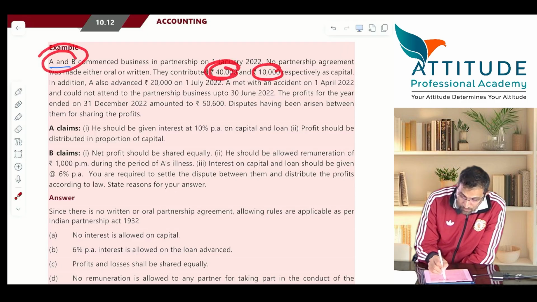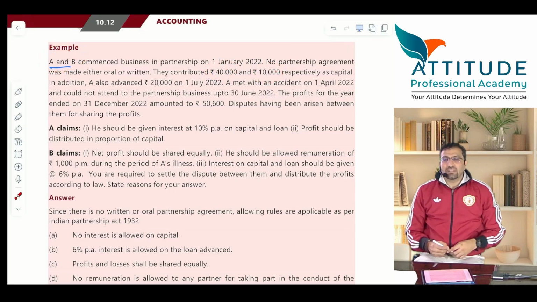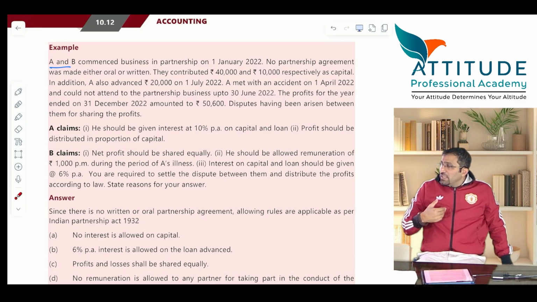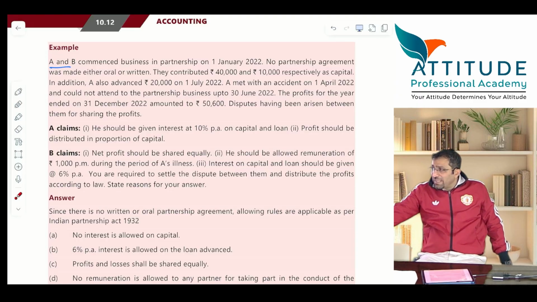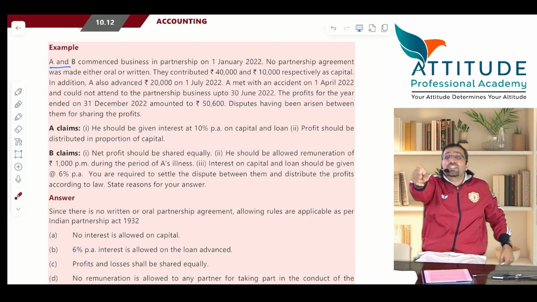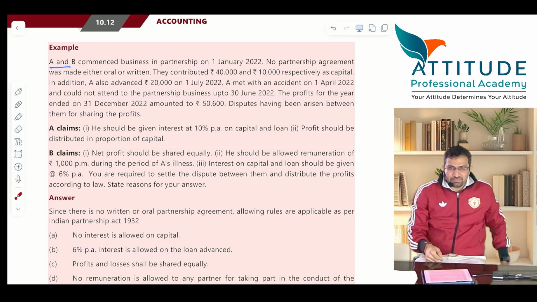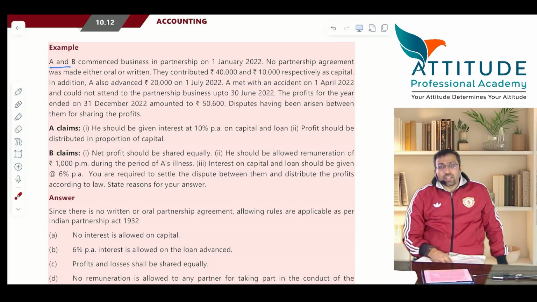देखो मेरा capital 4 है, तुम्हारा capital 1 है. 40, 10, 4:1. Now tell me, I am Mr. A. I have pumped in a capital of 40. You have pumped in a capital of 10. I have given additional loan to the partnership firm 20,000. So I am saying profit sharing ratio 4:1, capital ratio, not equal. That is what I am saying. And nothing is mentioned in the partnership deed. First of all, tell me, is the profit sharing ratio 4:1 or equal?